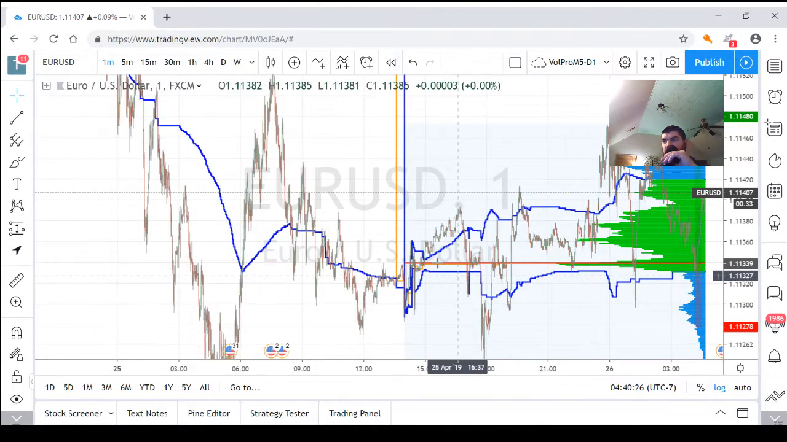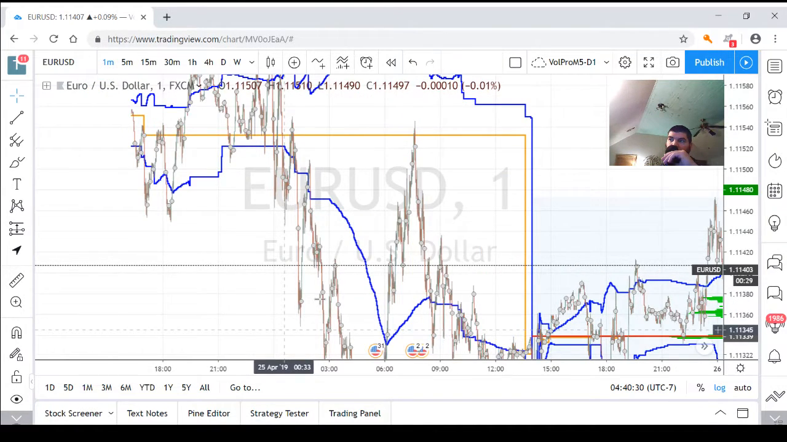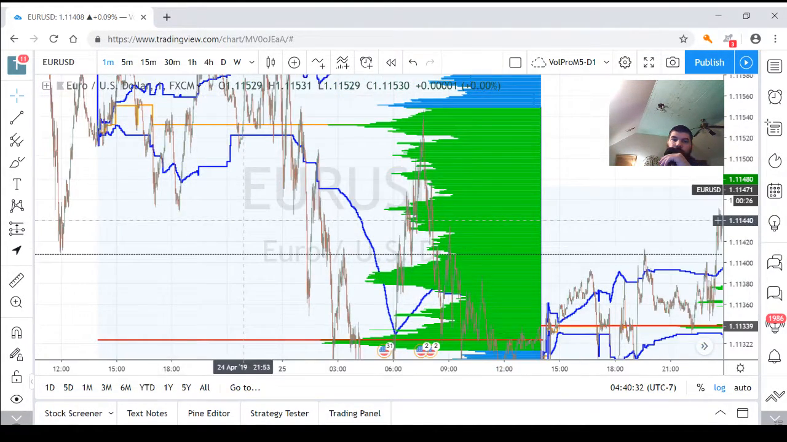Let me zoom out here, get yesterday's volume profile reloaded on the 1 minute. There we go. Just under flat right now with my risk profile for the 24-hour period.